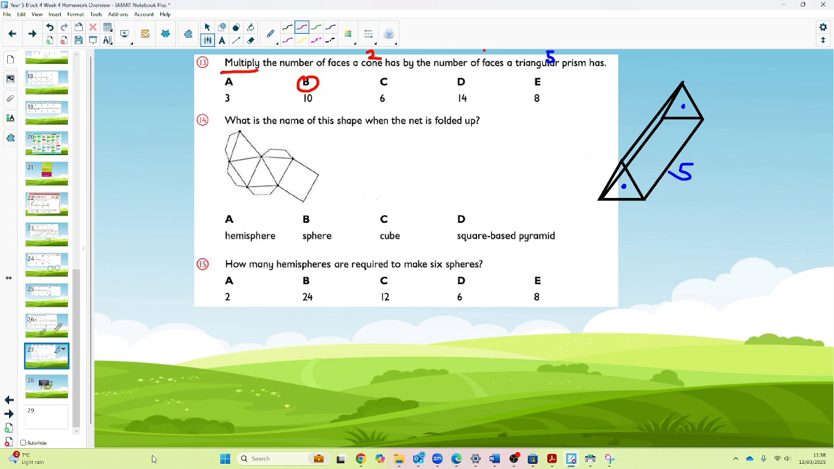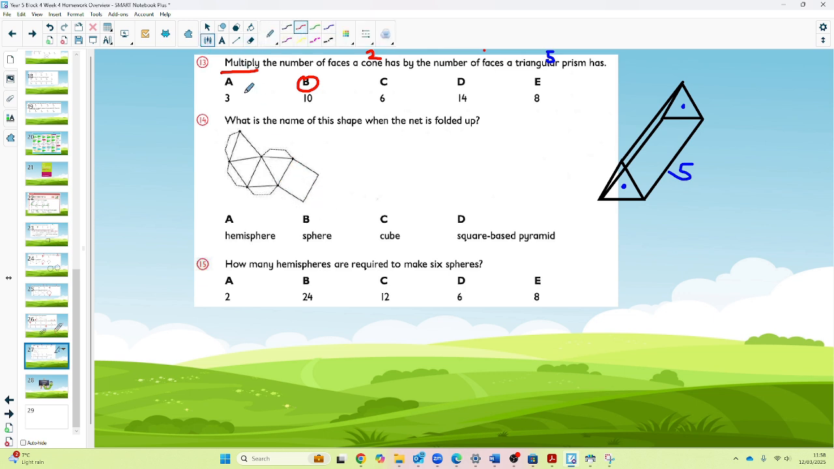What is the name of the shape when this is folded? Well, the key part here is to look at the square here, and that's actually the base. And then we've got all these other triangles that when we pull them up together, we're going to create what's called a square base pyramid.